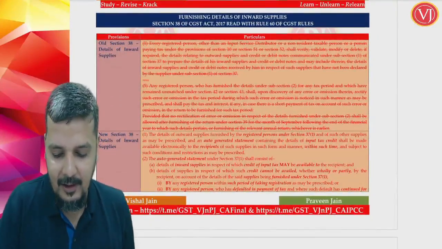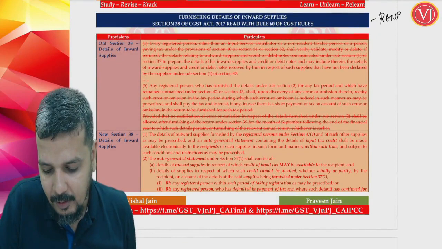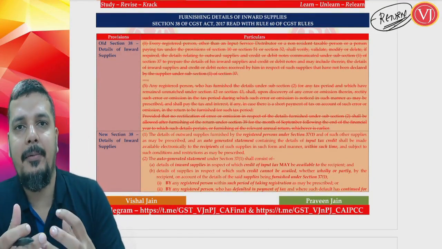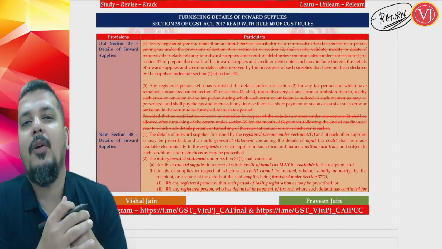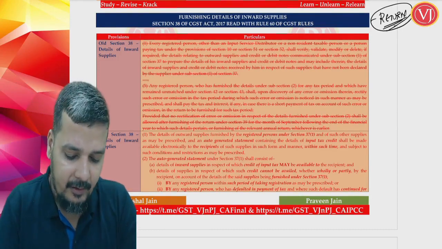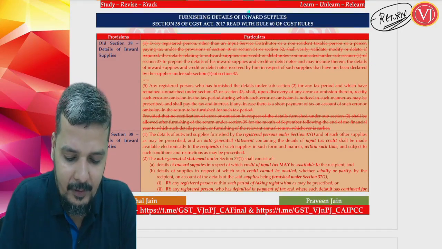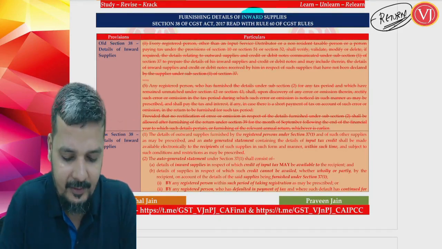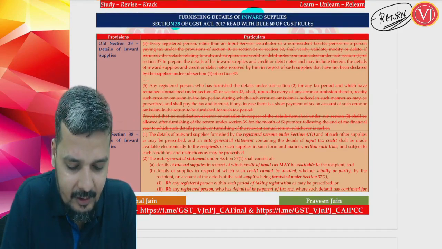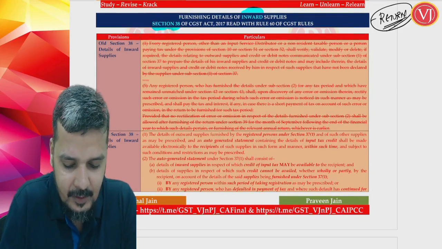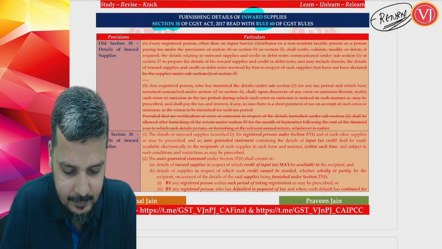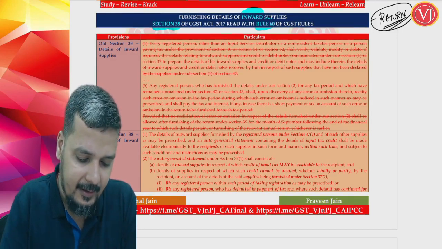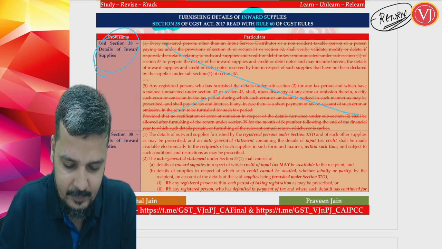Basically, section 38 belongs to the return filing chapter. We are covering it here. Though it is part of the return filing chapter, it has more relevance to your input tax credit. Now, what does it talk about? It talks about details of inward supplies. It is all about your inward supplies, that is input tax credit. Details of inward supplies, section 38, read along with rule 60.